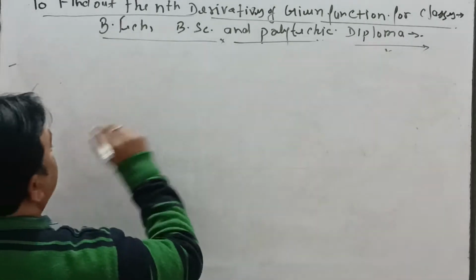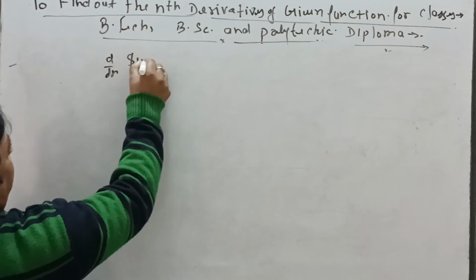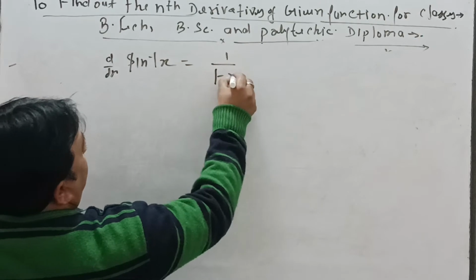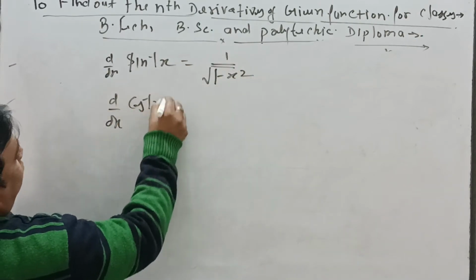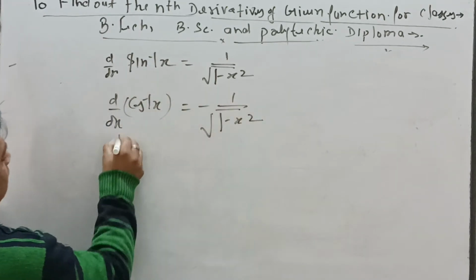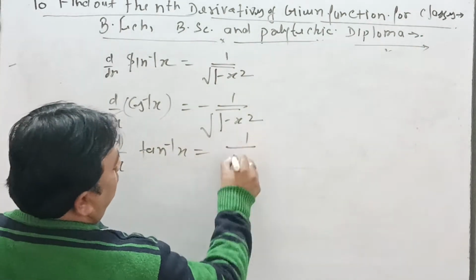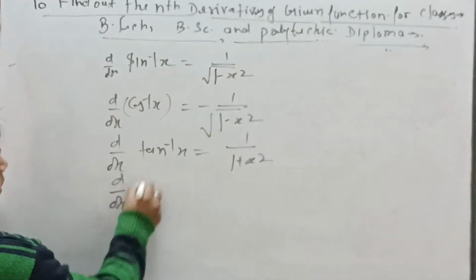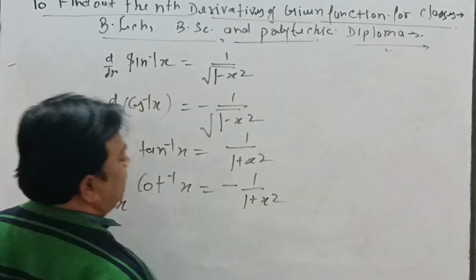Now the inverse trigonometrical functions. d/dx of sin inverse x equals 1 upon root of 1 minus x square. d/dx of cos inverse x equals minus 1 upon root of 1 minus x square. d/dx of tan inverse x equals 1 upon 1 plus x square, and d/dx of cot inverse x equals minus 1 upon 1 plus x square.